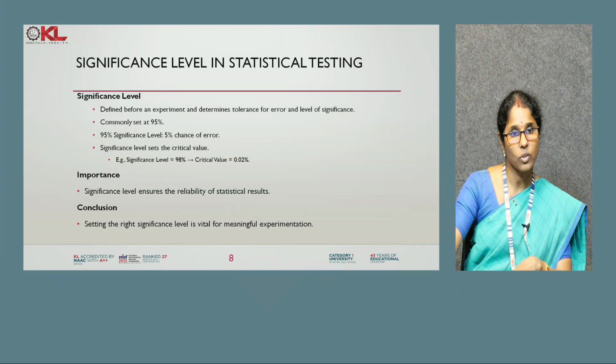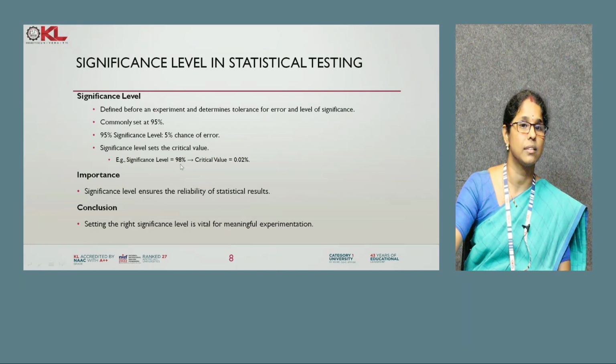So by looking at the significance level, we can also set the critical value. So if the significance level is 98%, then the critical value will be 0.02.